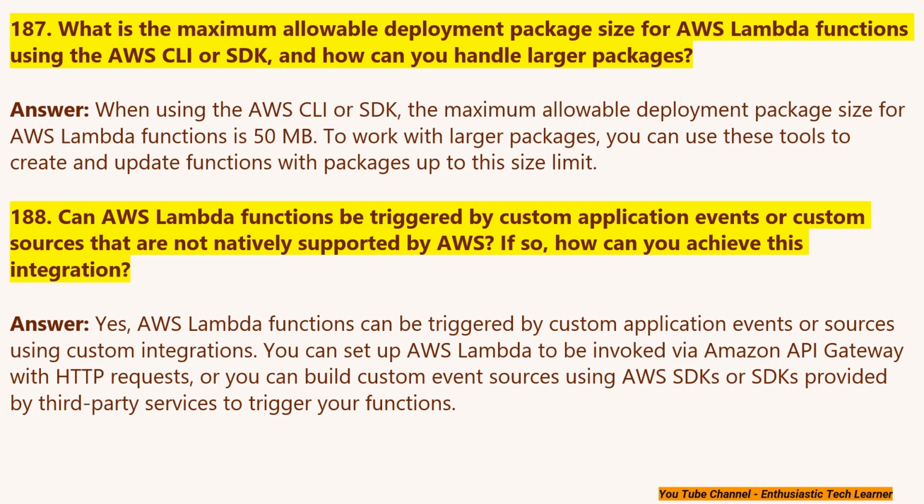Can AWS Lambda functions be triggered by custom application events or custom sources that are not natively supported by AWS? If so, how can you achieve this integration? Yes, AWS Lambda functions can be triggered by custom application events or sources using custom integrations. You can set up AWS Lambda to be invoked via Amazon API Gateway with HTTP requests, or you can build custom event sources using AWS SDKs or SDKs provided by third-party services to trigger your functions.